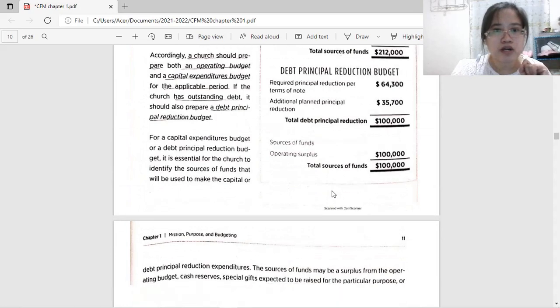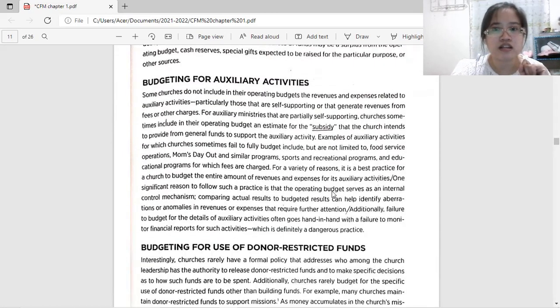Next, we have budgeting for auxiliary activities. Sometimes the church would conduct activities, but the budget for that is not included in the operating budget. For example, when we conduct a certain fellowship, instead of getting the budget for food from the general fund, normally what we do is ask the participants to contribute money for the food, right? When we conducted the youth, I forgot, the sports something.